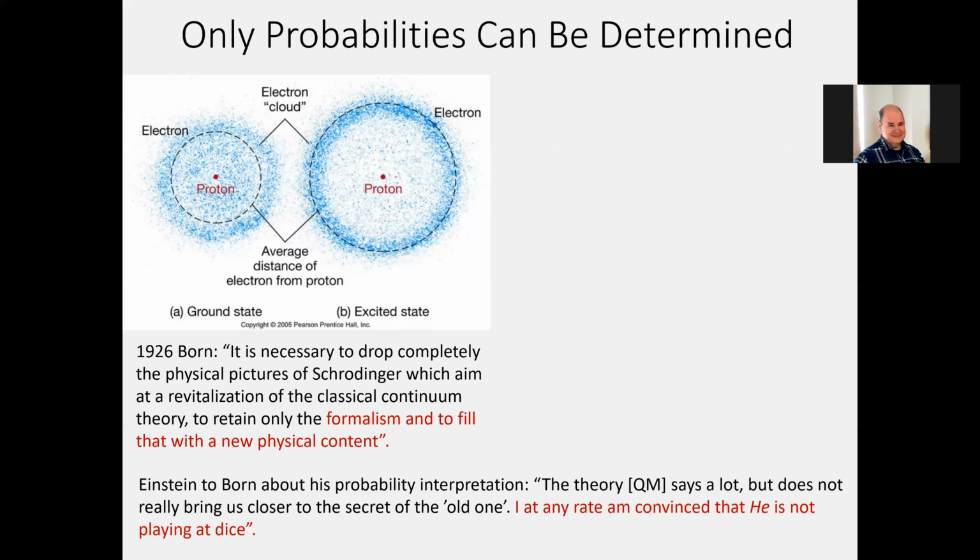They only tell us what they claim to tell us. And the famous quote that you hear all the time comes from this reflection of Einstein on the Born interpretation of the probabilities: The theory, quantum mechanics, says a lot, but does not really bring us closer to the secret of the old one. I, at any rate, am convinced that he is not playing dice. That there's something more to this. There's some deeper theory that this quantum theory ultimately will be replaced by, which will come back and tell us exactly what is going on.